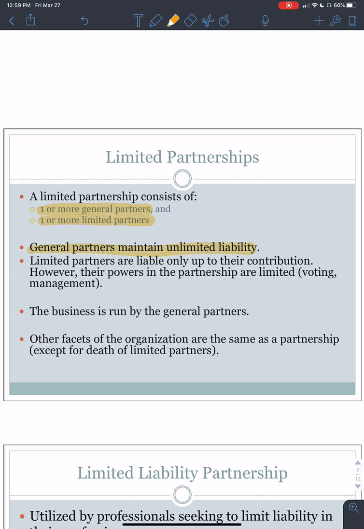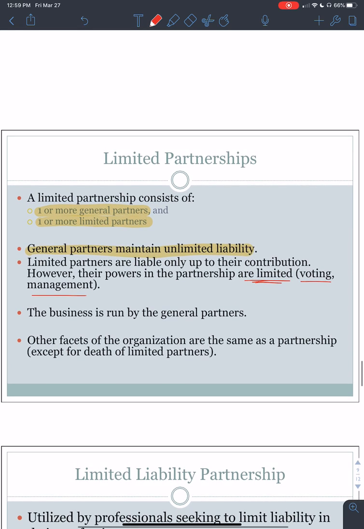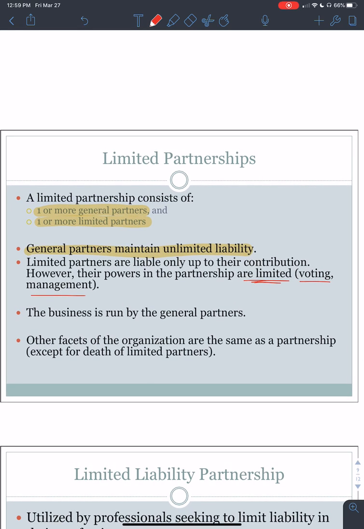Okay? But because they have limited liability, they also have limited powers. Okay, so their powers are limited too. So they may have limited voting, limited management powers. That's the price you pay for having limited liability. Okay. General partners also may be more involved in running the business. Okay. And everything else usually tends to be the same as a partnership.